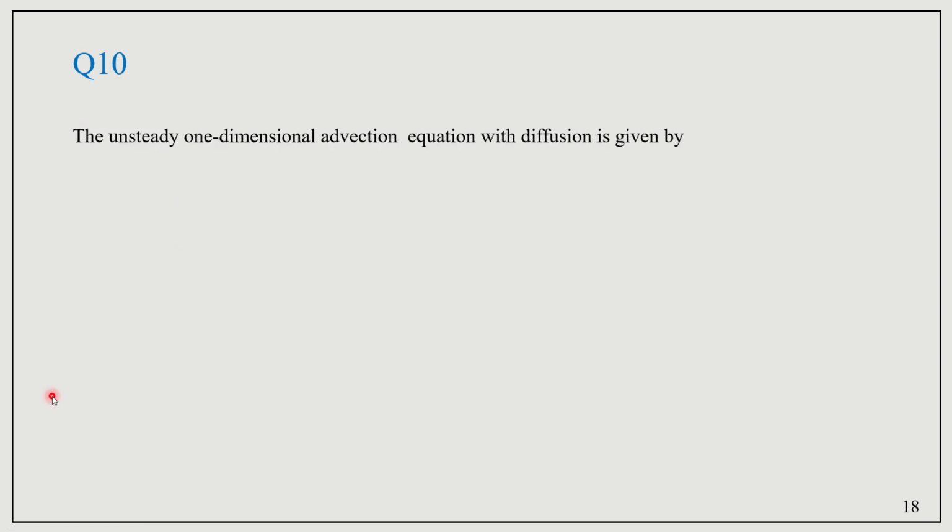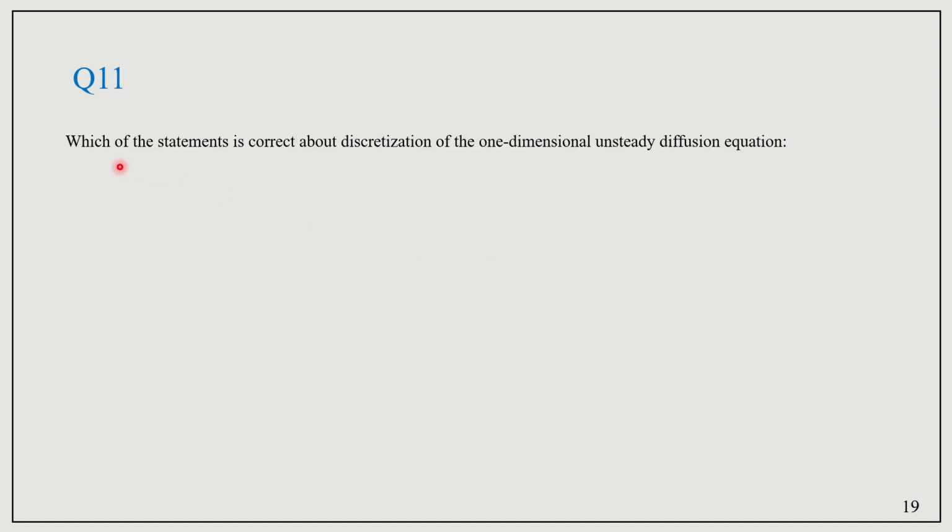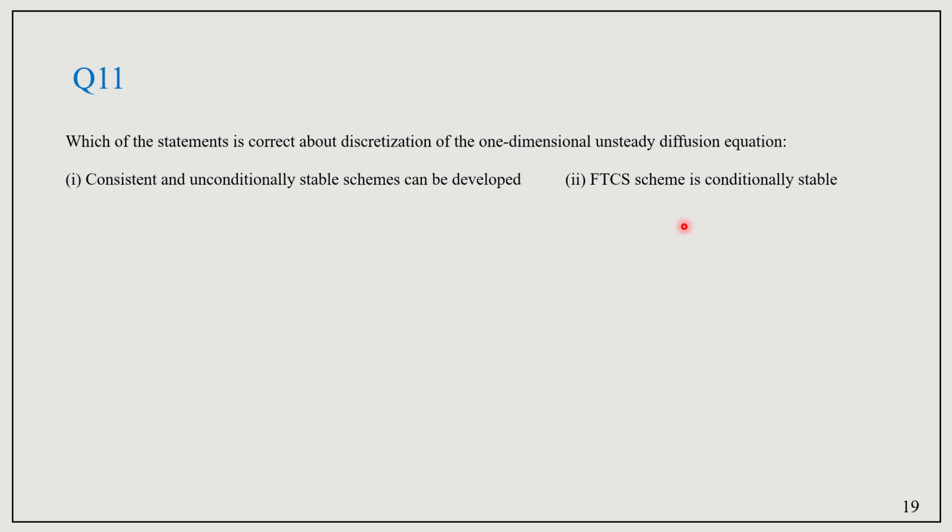Now we will go to question 11. In question 11, what is asked is which of the statements is correct about discretization of the one-dimensional unsteady diffusion equation. The first statement is consistent and unconditionally stable schemes can be developed. The second statement is the FTCS scheme is conditionally stable. As we mentioned already, consistent and unconditionally stable schemes can be developed.